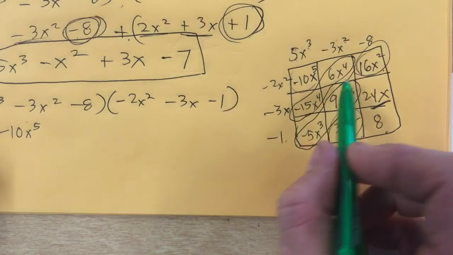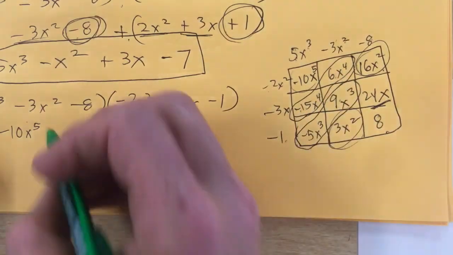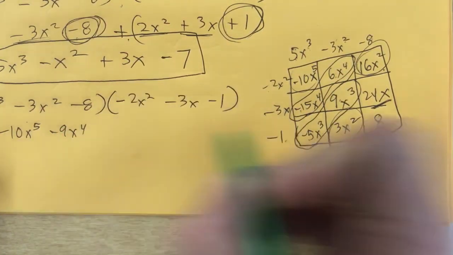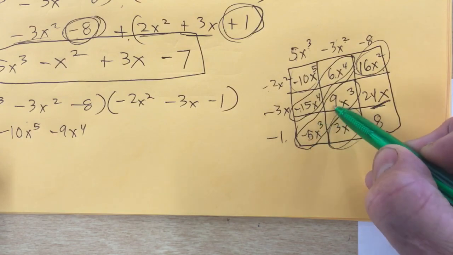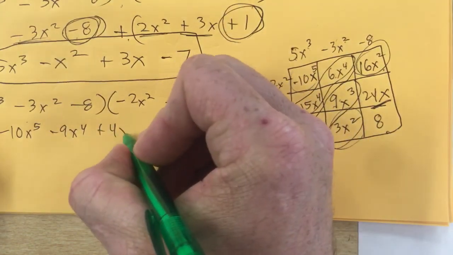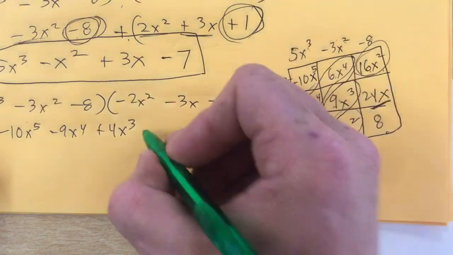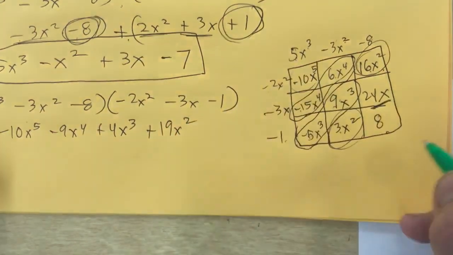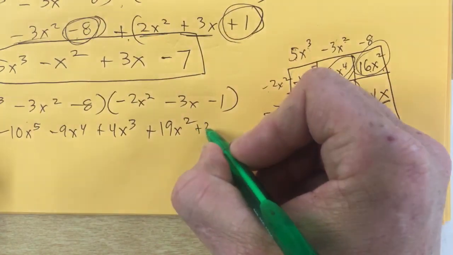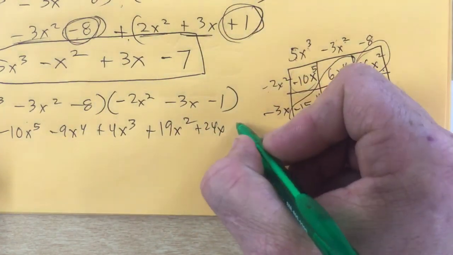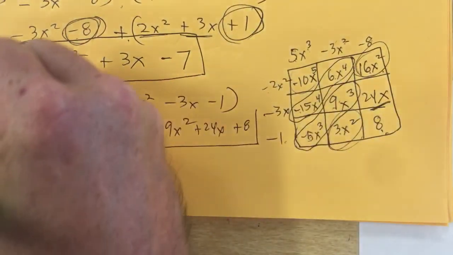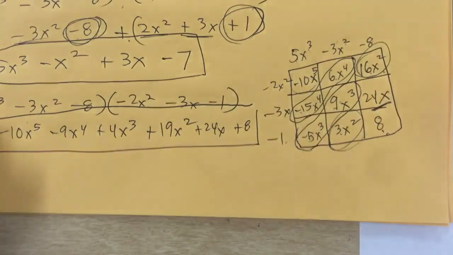All right. Then I've got 6 plus negative 15, which is negative 9, x to the 4. Then I got negative 5 plus 9, which is a positive 4, x to the third. Then I got 16 plus 3, that's going to be 19, x squared. Then I have this 24x, I'm running out of room, and I got a plus 8. And there you go, man, that's what I get when I multiply them.